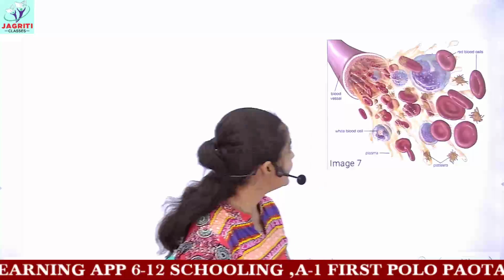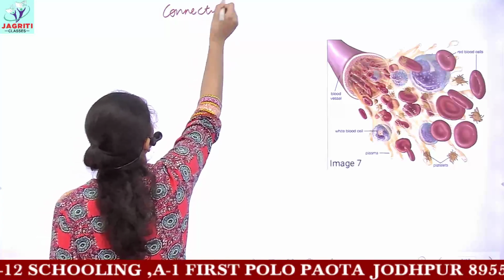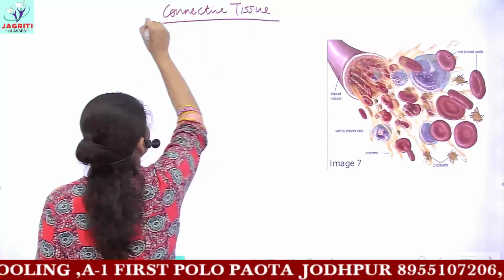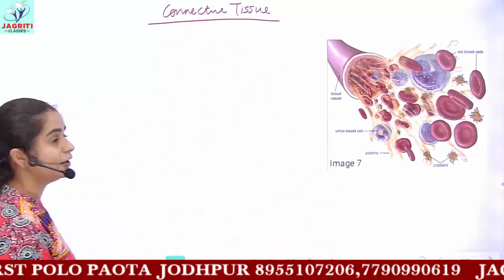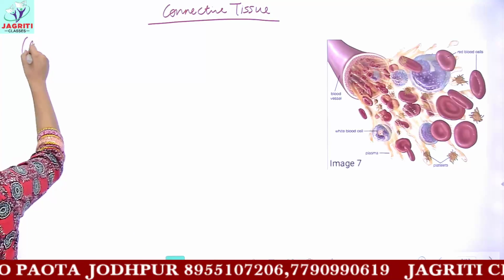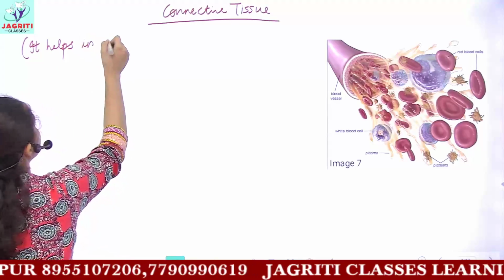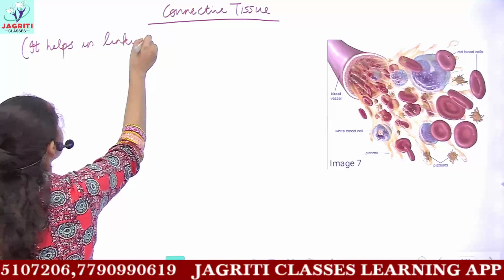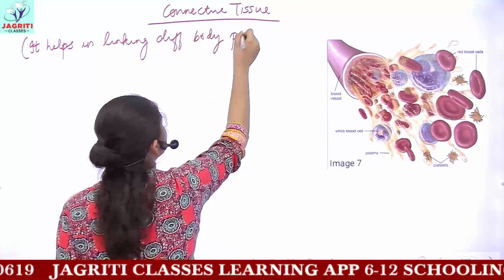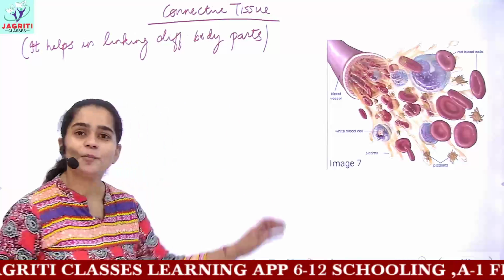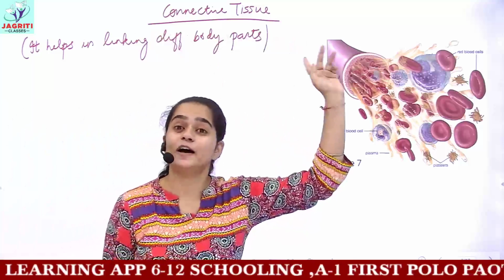Now let's start the next one, that is connective tissue. You can again see the flow chart which we dealt with in the introduction. What do you mean by connective tissue? This connective tissue helps in connecting or linking different body parts. This we can easily remember from the name itself. The connective tissue helps in linking the different parts of our body.